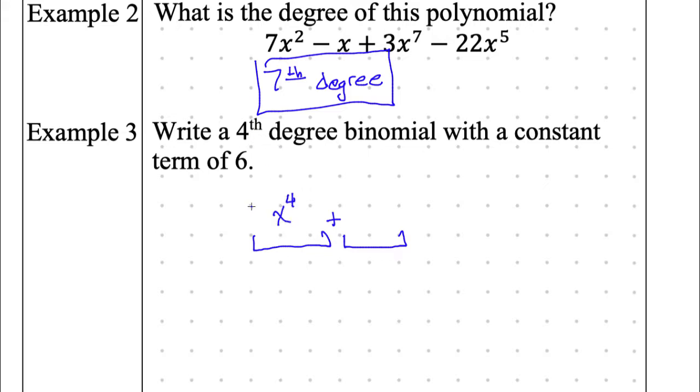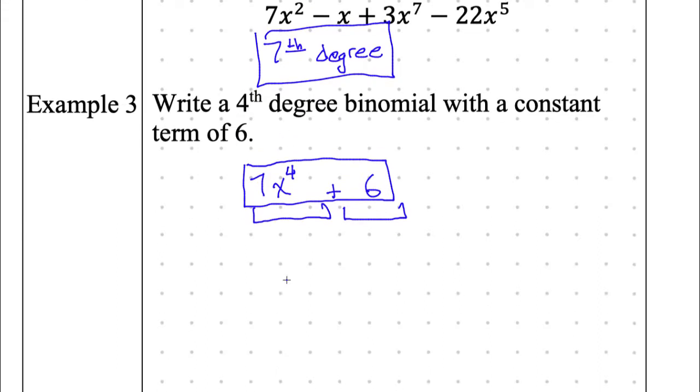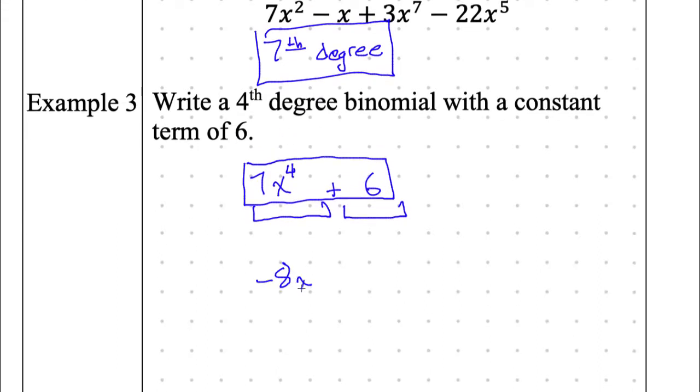Let's just choose a random number, 7. 7x to the power of 4 with a constant term of 6. The constant of 6, there it is. There is one of infinite many 4th degree binomials with constant terms of 6. You could have done, for example, negative 8x to the power of 4 minus 6. That would be another possibility. There are quite a few that you could be doing here.